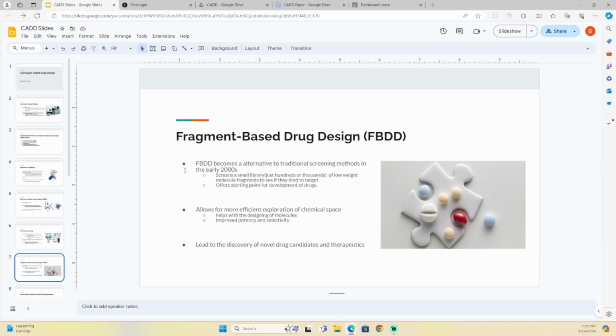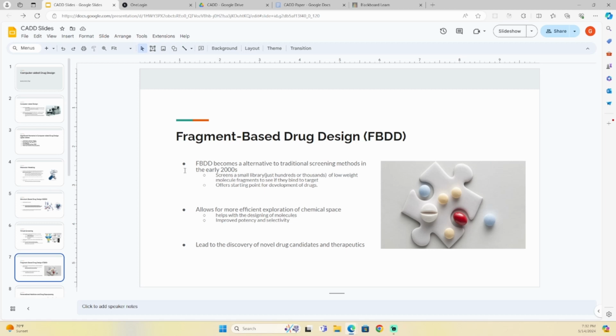Up next is fragment-based drug design, or FBDD. It became an alternative to traditional screening methods in the early 2000s. With this, you screen a small library, just hundreds or thousands of compounds in comparison to the millions of compounds. And more specifically, you screen a small library of low-weight molecule fragments to see if they bind to the target. And this offers a starting point for development of drugs.